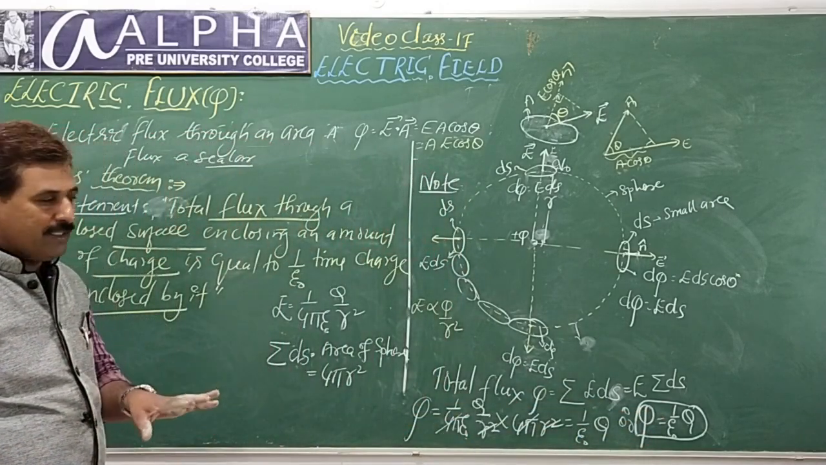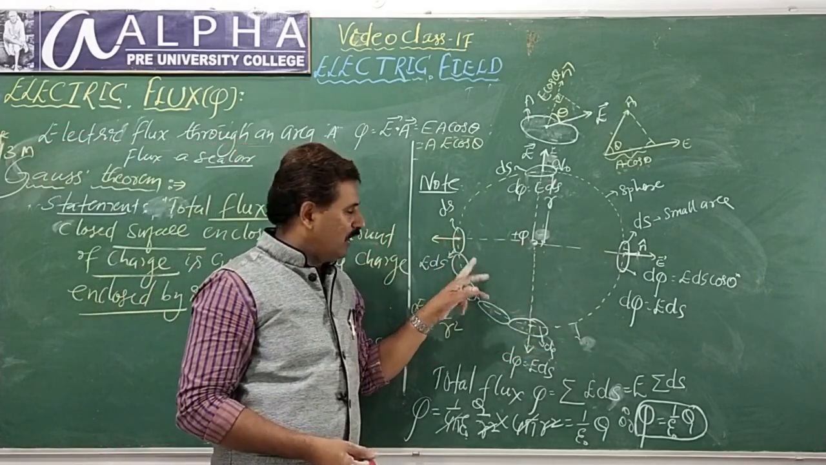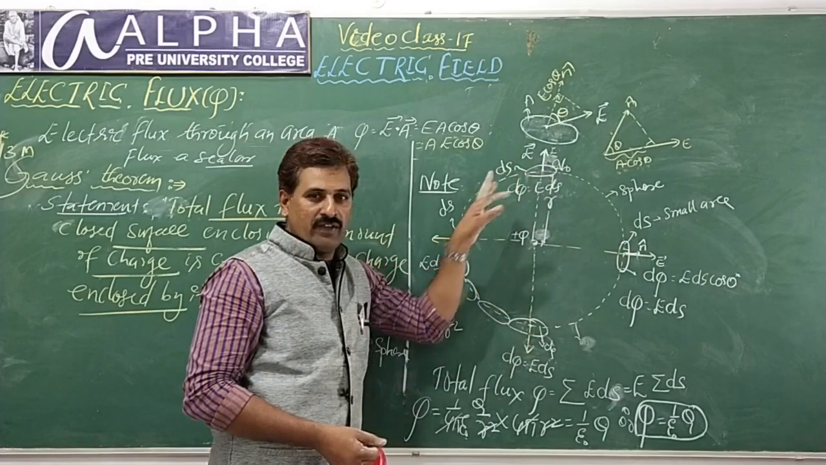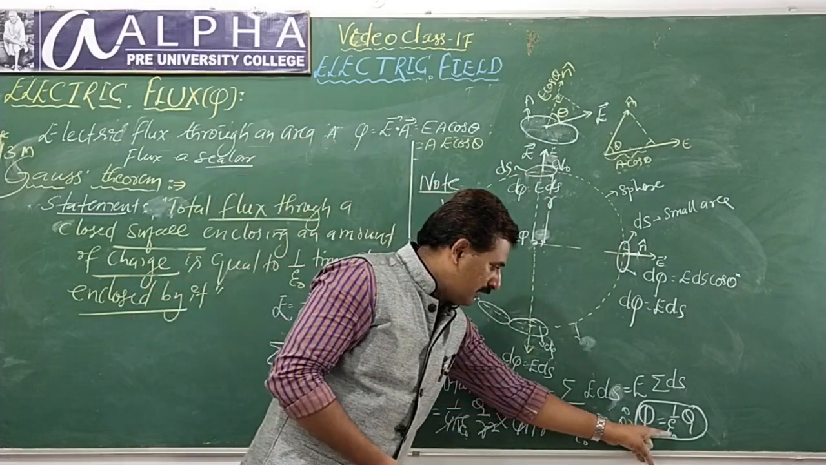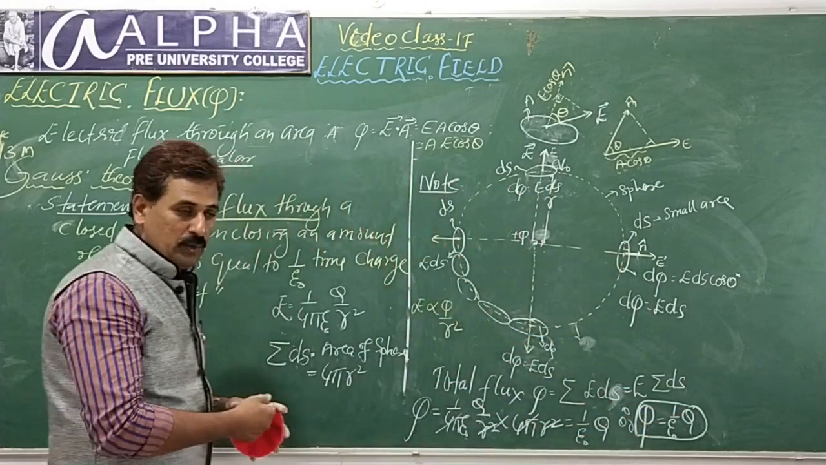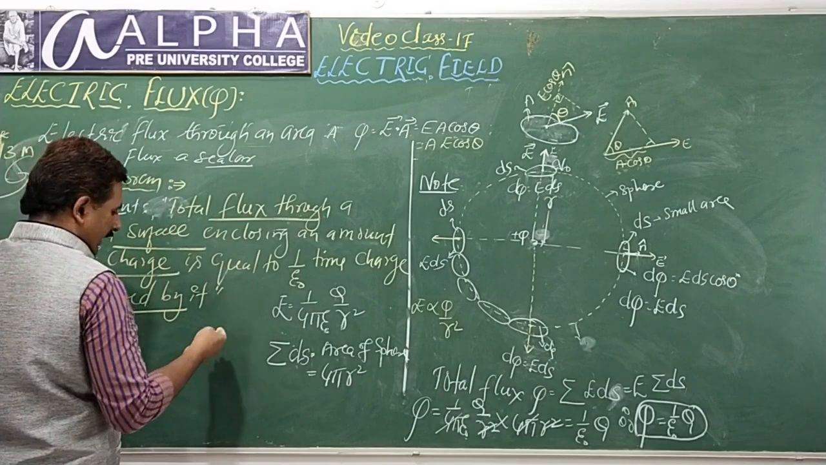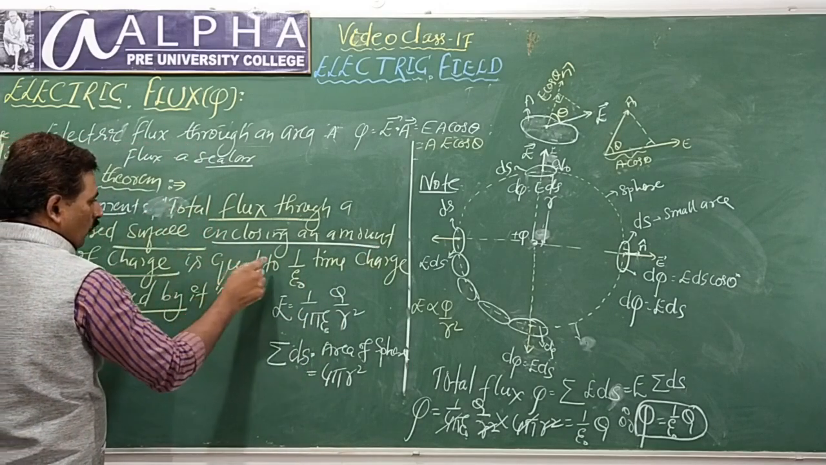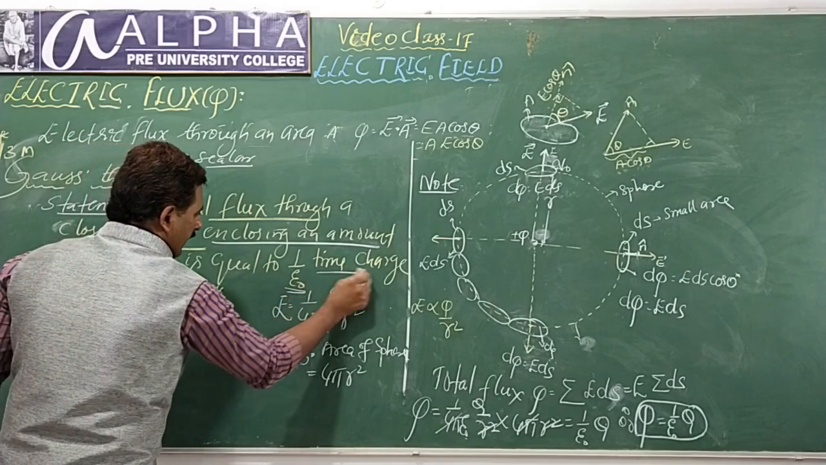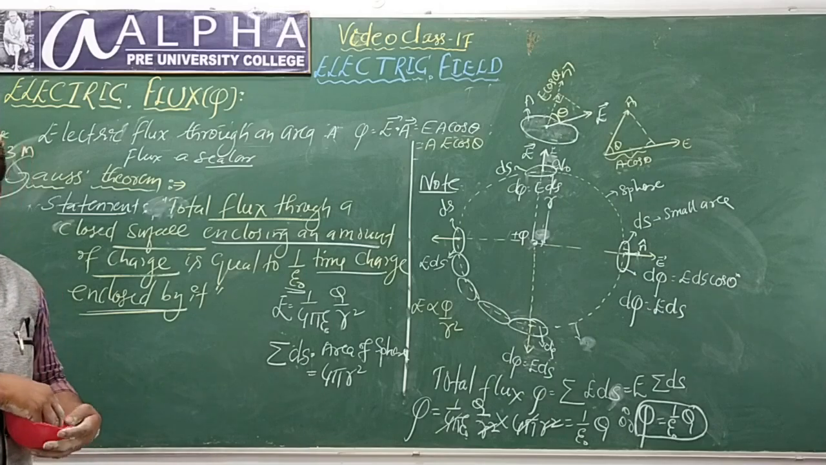So, how did he explain? The condition: there must be a charge enclosed by the surface over which you find electric flux. That flux is equal to 1 by epsilon 0 times the charge enclosed. Total electric flux through a closed surface enclosing an amount of charge is equal to 1 by epsilon 0 times the charge enclosed by it. Very, very important, students. Right?